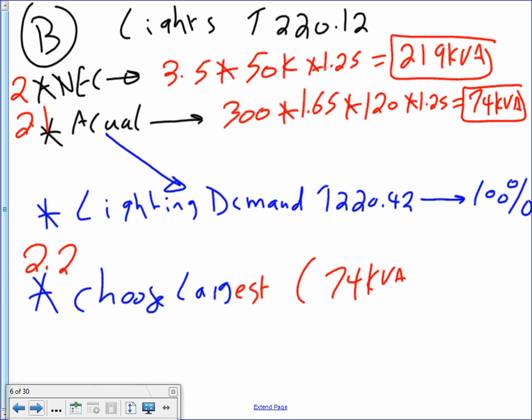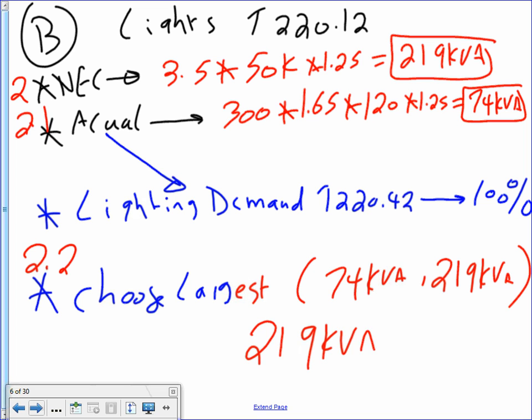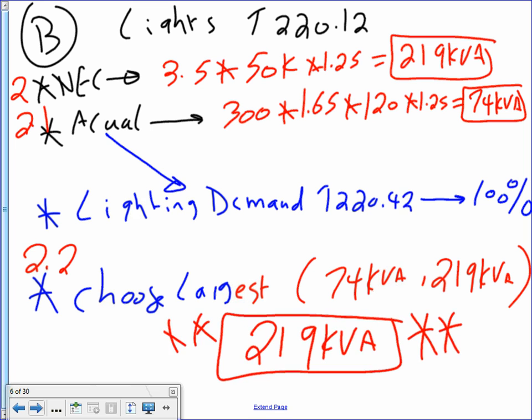74 kVA. And the other one is 219 kVA. You are to choose the largest between 74 and 219. It doesn't take a genius to say 219 kVA is the largest for this step. And do me a favor, put two big stars next to it. I can't emphasize, that's a calculation that you are to do, guys, under B. B is lighting math. The 2 and the 2.1 and 2.2 will help you hopefully correlate with the math that's going into your sheet. Any comments, any questions about the general lighting?